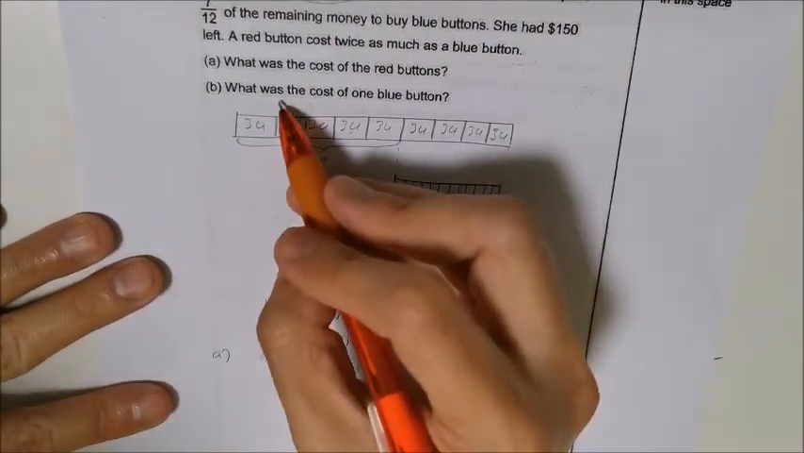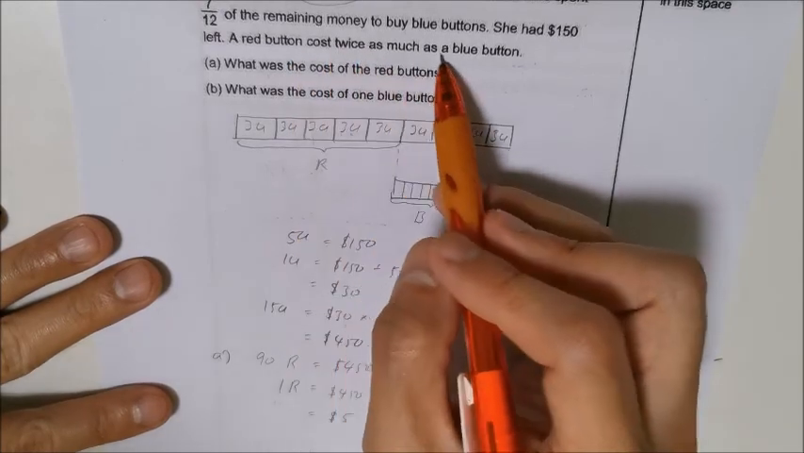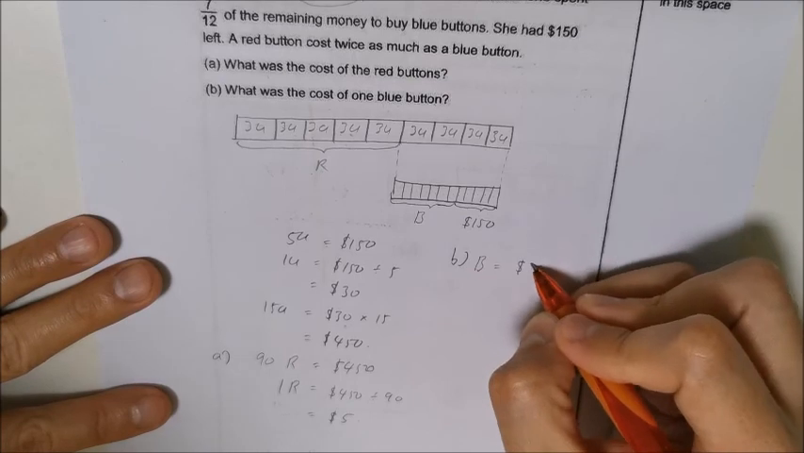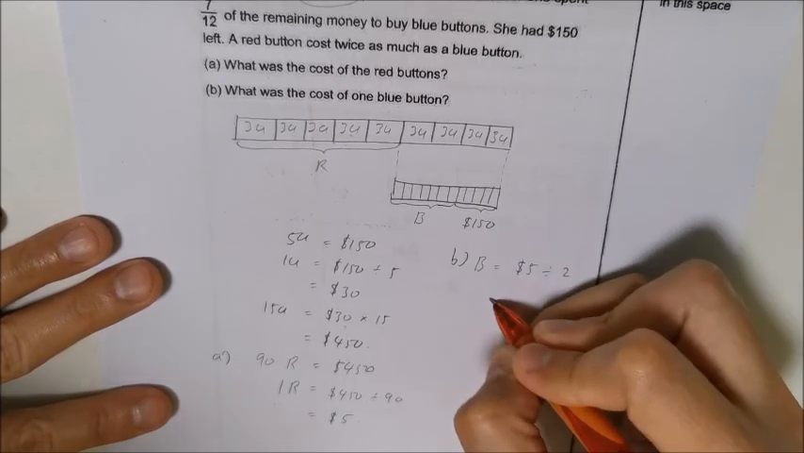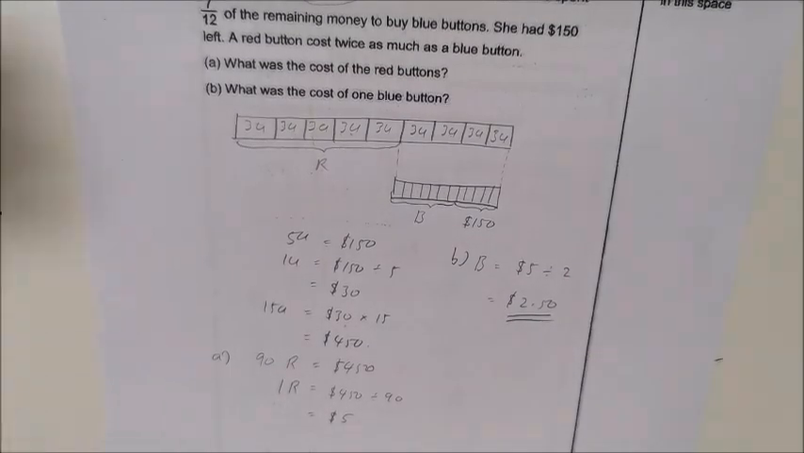So for B, what is the cost of 1 blue button? A red costs twice as much as a blue. So for the blue, isn't it just taking 5 divided by 2? I have $2.50. Okay, that's the answer.